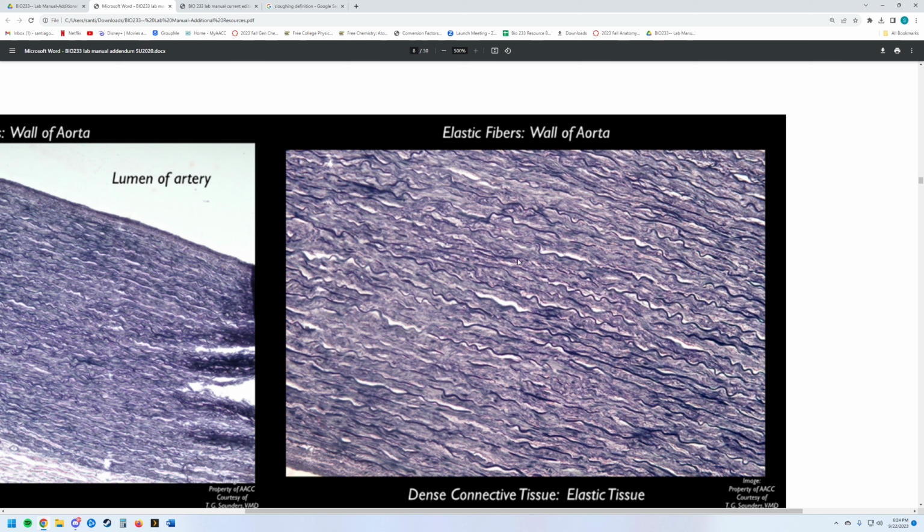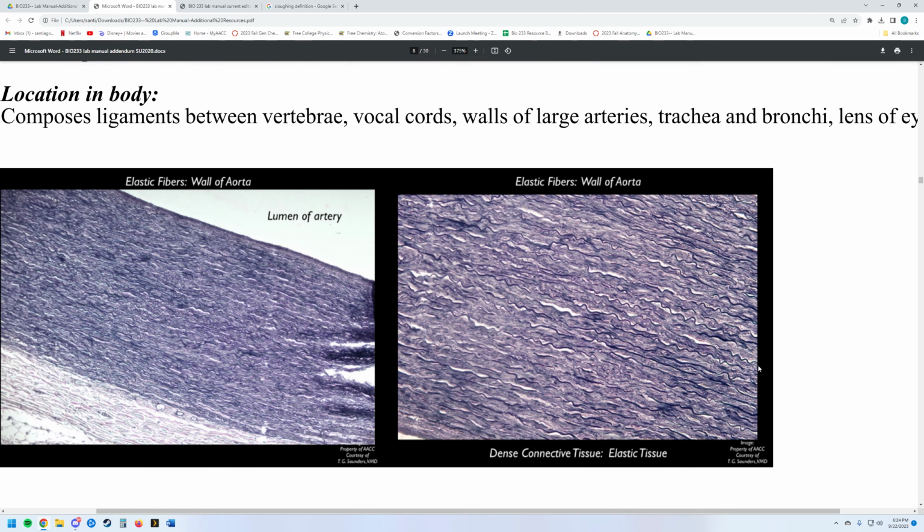So, okay, I got it. It's going to be wavy. I think it's going to be wavy if it's not under tension, right? But if you were to pull it, they would straighten out, and it'd be very difficult to tell them apart from the dense regular. But this is dense connective tissue, not regular, not irregular elastic tissue.